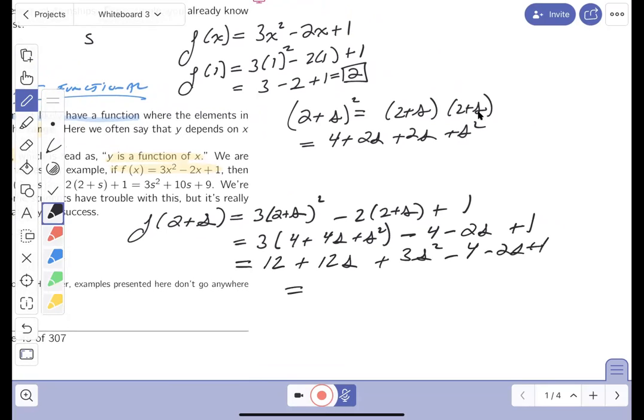Well, you know what? I like to write this in the order that you were given in Math 100, and that's descending order. So I'm going to start off with the highest degree variable. That's 3S squared. That's right here. Let's go to the S's next. 12S minus 2S is 10S. And let's go for the numbers, last but not least. 12 minus 4 is 8, and 8 plus 1 is 9.